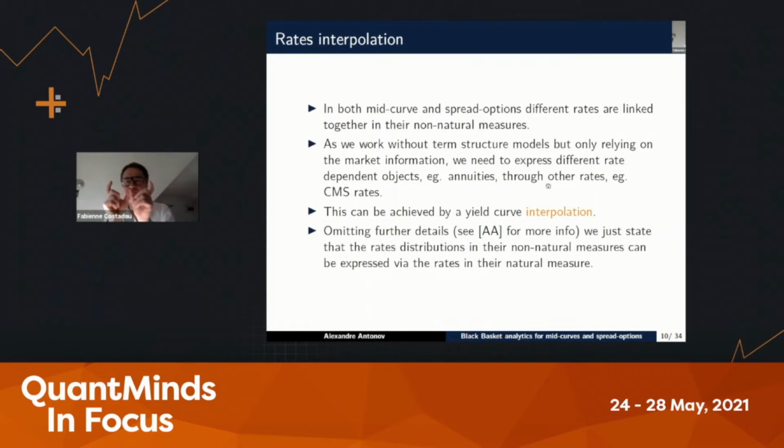So imagine we know how two parts of the curve move. Using some interpolation, we can say how, for example, the middle of this curve will move, how all the possible zero bonds will move. We'll omit the further details, but we just state that the rates' distribution in the non-natural measures can be expressed via the rates in the natural measure, and we pick the simplest linear representation here.